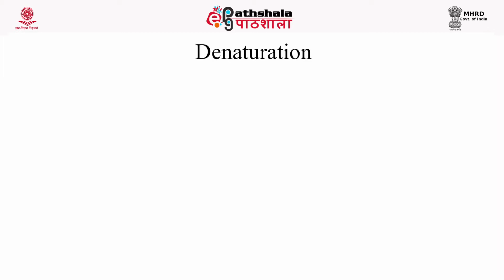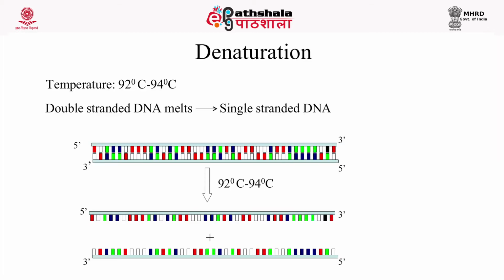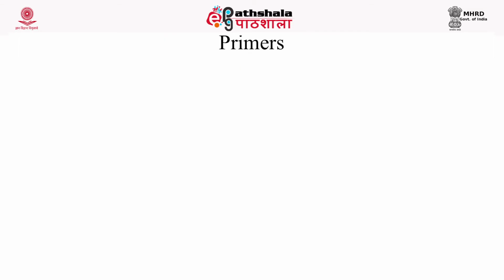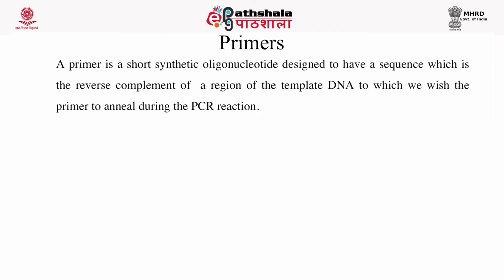So this is the double-stranded template DNA, and during the first step of the PCR reaction, when the temperature of the thermal cycler is 92 to 94 degrees centigrade, the double-stranded DNA, as you can see, melts, that is, separates into single-stranded DNA. Now let us discuss the second important component, that is the primer. A primer is a short synthetic oligonucleotide designed to have a sequence which is the reverse complement of a region of the template DNA to which we wish the primer to anneal during the PCR reaction.